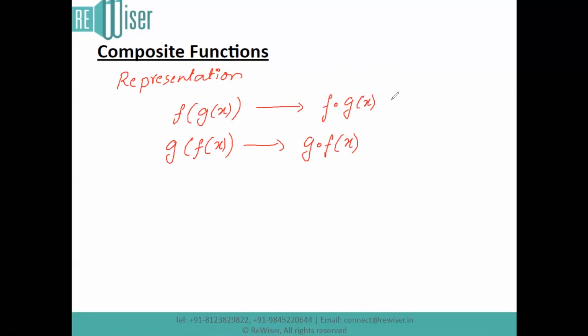Or in another way, it can also be written as f circle g of x, or g circle f of x. So this is also the same representation for g of f of x. So these are the representations of different composite functions.